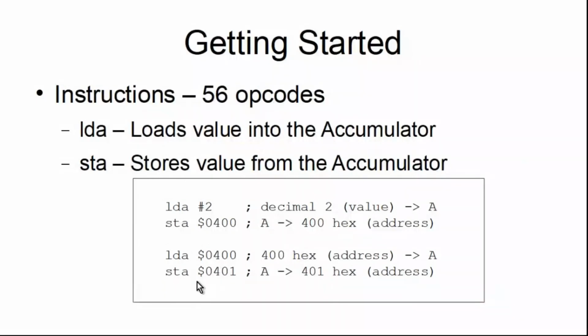And then the last instruction is going to take that value that was stored from 400 hex, that's now in the accumulator, pull it out of the accumulator, and put it into 401 hex. So what these two lines are basically doing is copying the value out of memory address 400 hex and putting it into 401 hex.